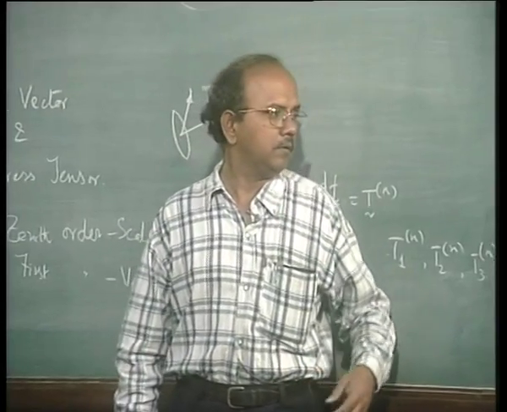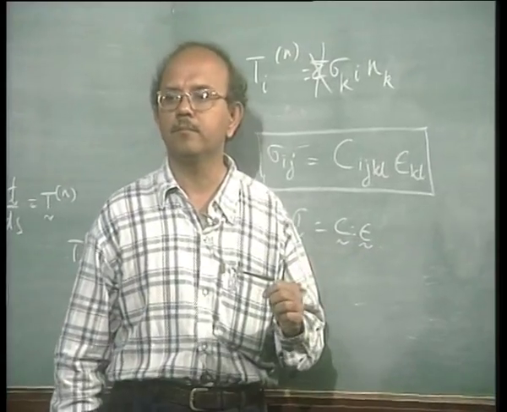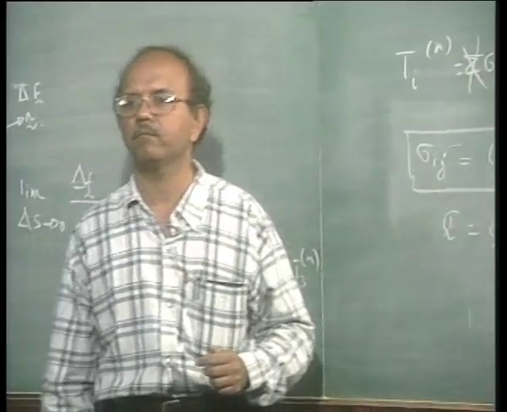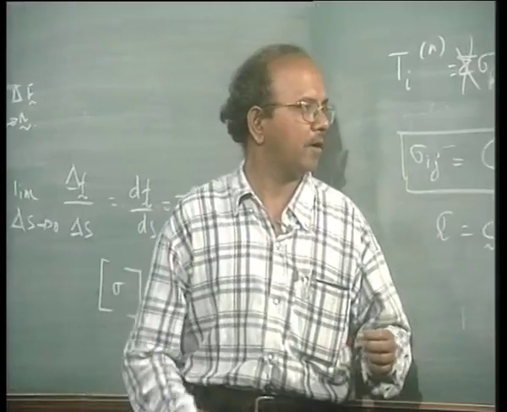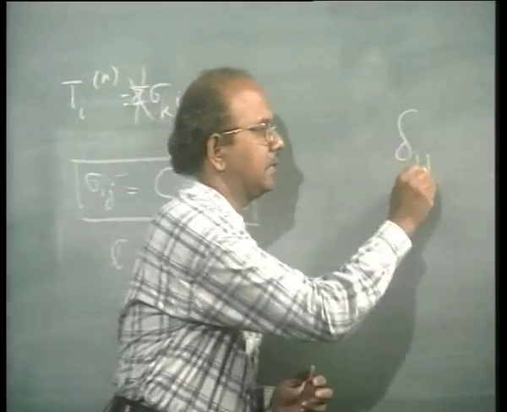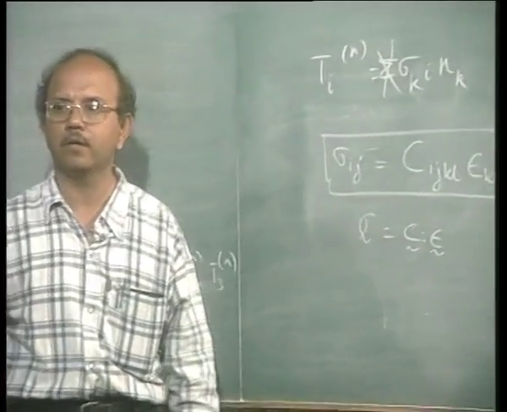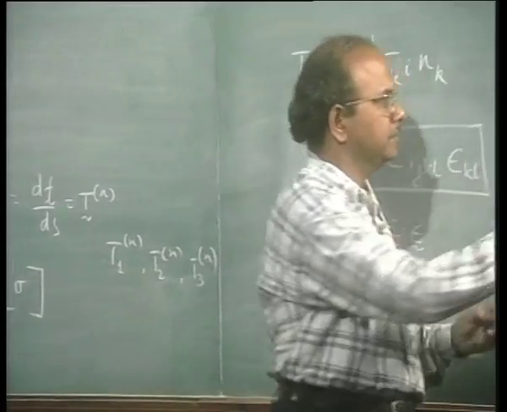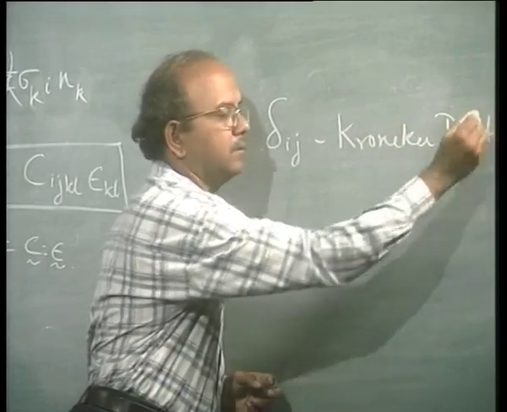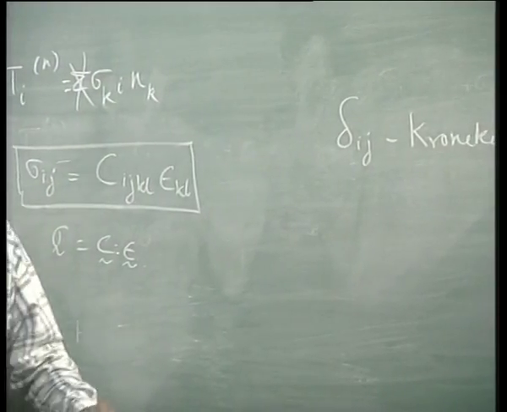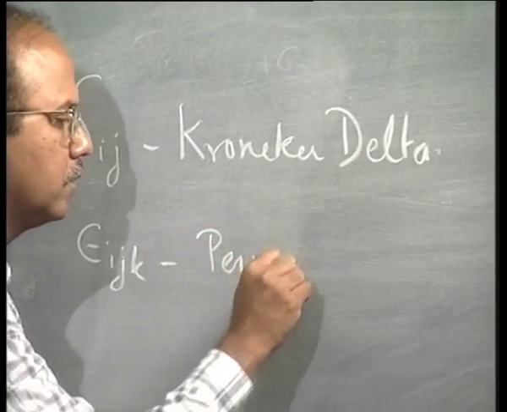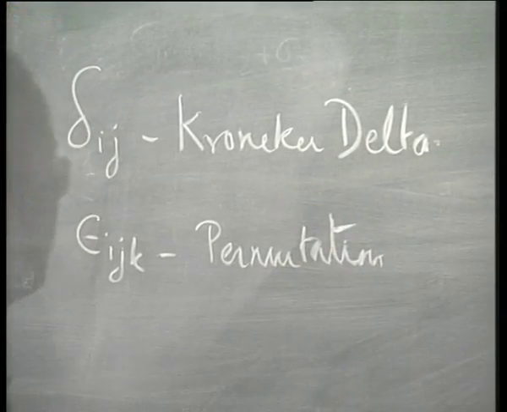Okay. Now, having understood this, we will move to slightly more difficult conventions. These conventions come from 2 letters called delta, written as delta_ij, which is called the Kronecker delta, and a permutation symbol epsilon_ijk, which is called the permutation symbol.